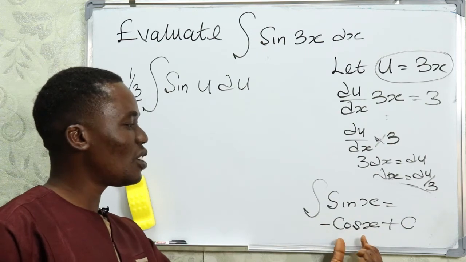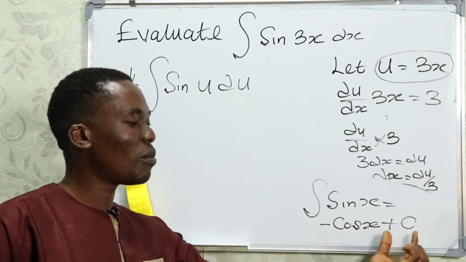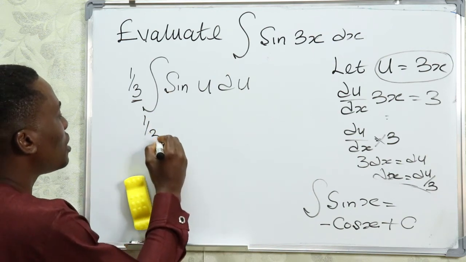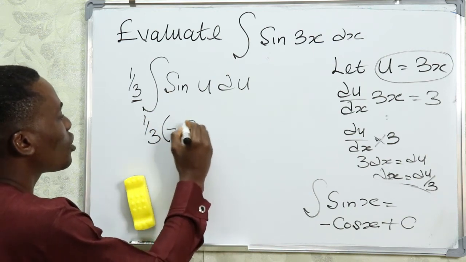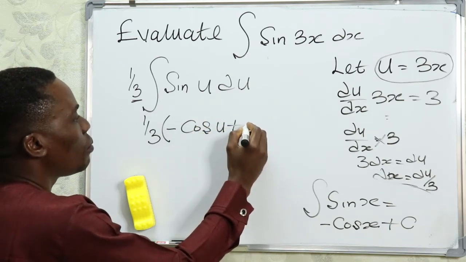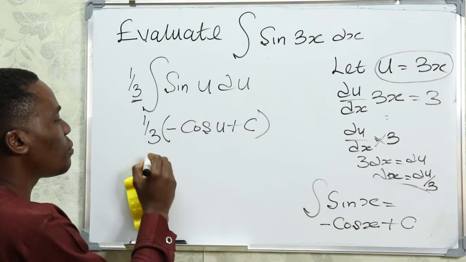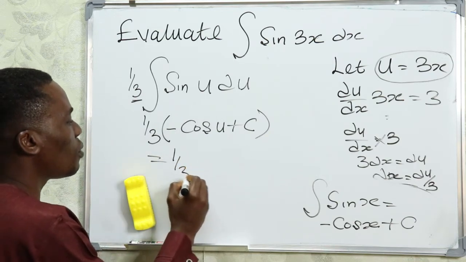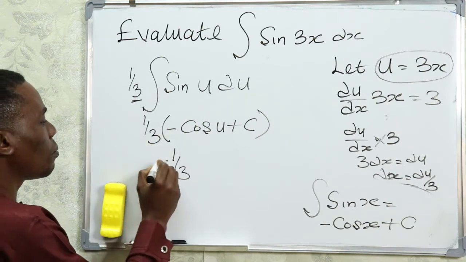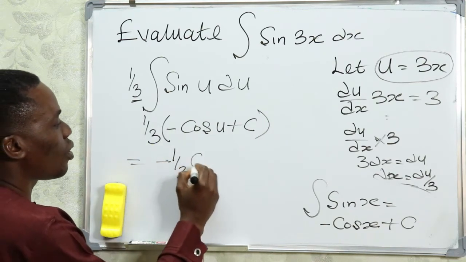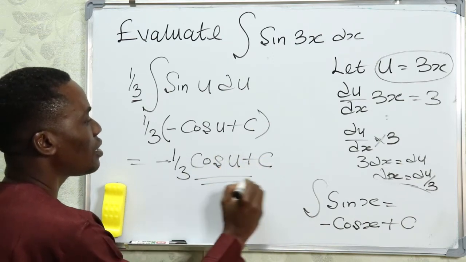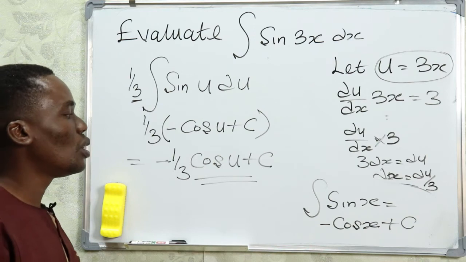So if you do this, you are going to have minus cos x plus c. So if we are doing this, we are going to have 1 over 3 multiplied by minus cos u plus the constant c. So if we simplify this, we are going to have minus 1 over 3 cos u plus c. That is the solution you are going to have.